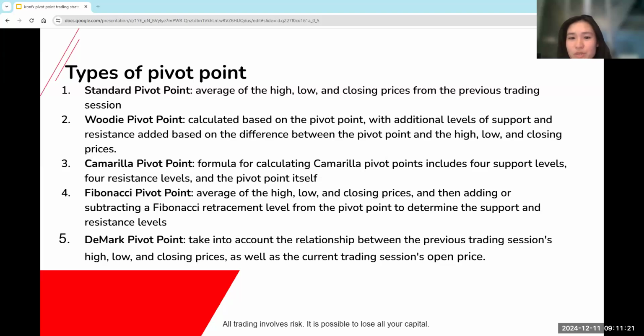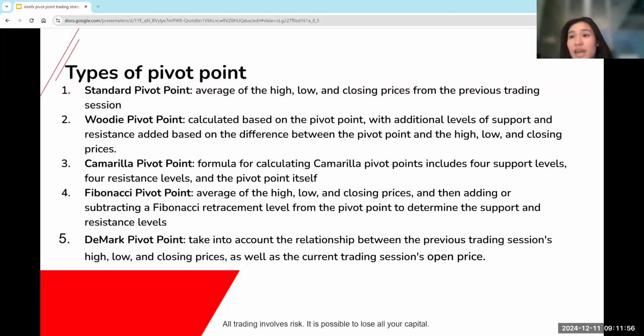Okay, let's go back to point number 2, which is Woody pivot point. So this method uses a pretty similar calculation to number 1, the standard pivot point, but it has a different weighting of the high, low, and closing prices. So the support and resistance levels are calculated based on the pivot point with additional levels of support and resistance added based on the difference between the pivot point and the high, low, and closing prices.